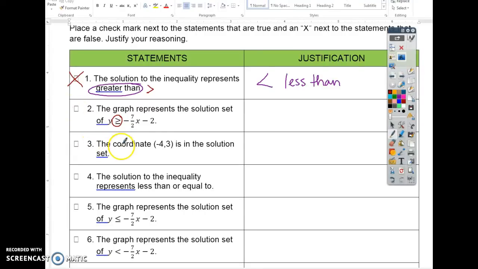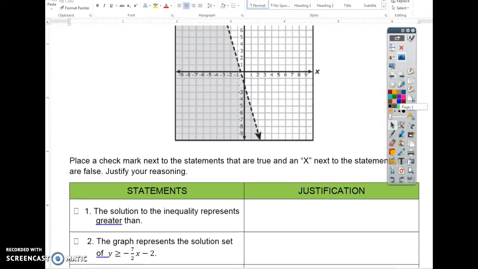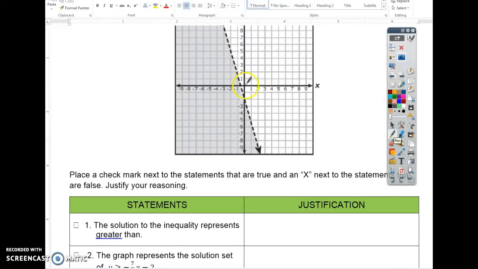Problem number 3 says that the coordinate -4, 3 is in the solution set. I have to go look at the graph. -4, 3, 1, 2, 3, it's in the shaded region, so that's yes. Okay, that is true.